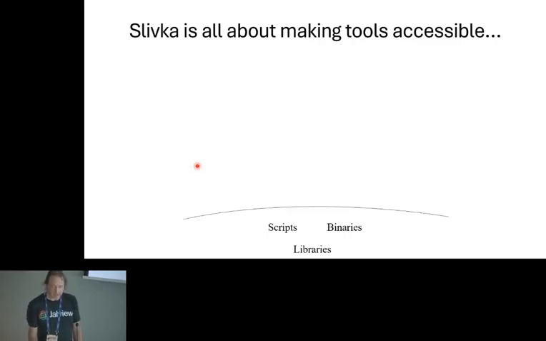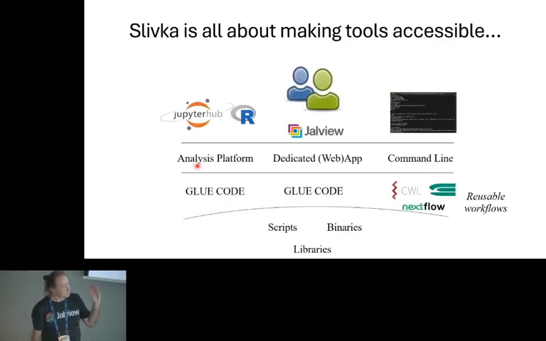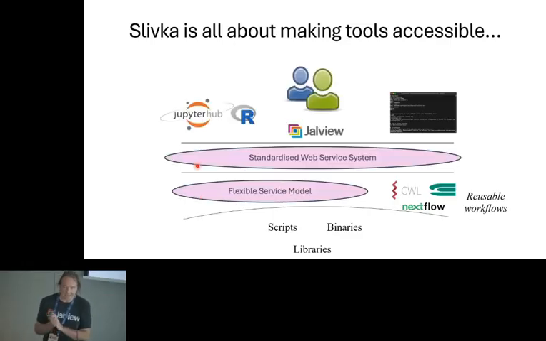So Slivka is about making tools accessible. Am I within time? Ish. Okay, 1 minute. Right. The idea is that we can get a standardized web system that ideally actually can mirror and federate as well. We have ideas.